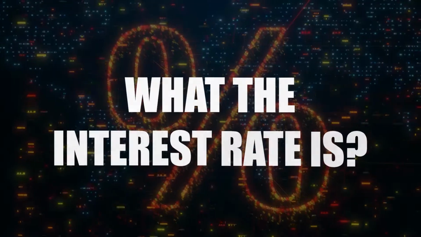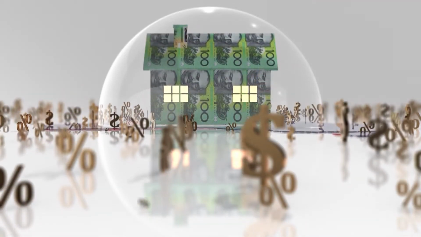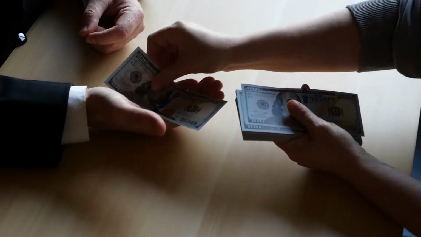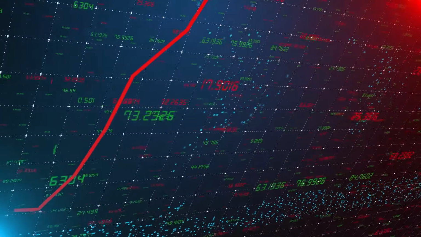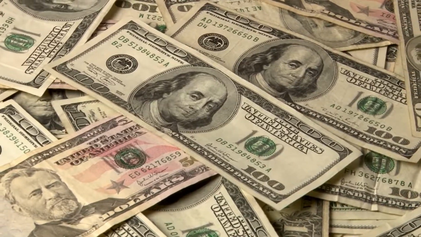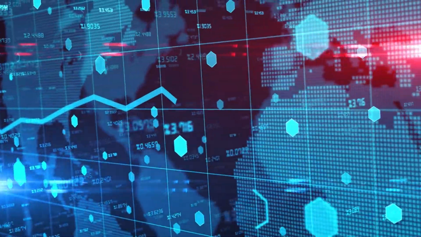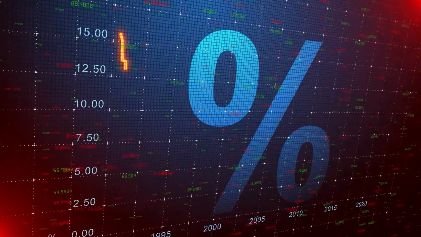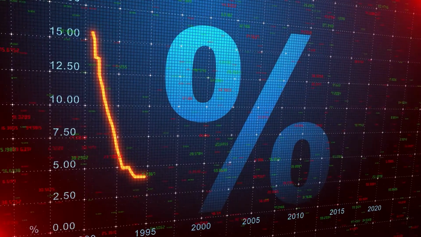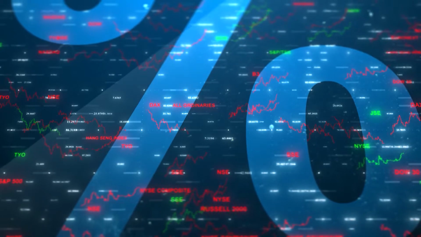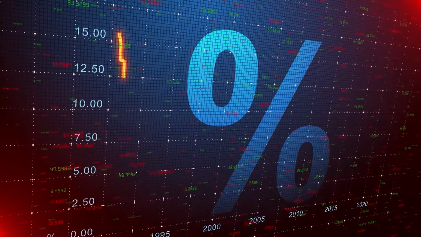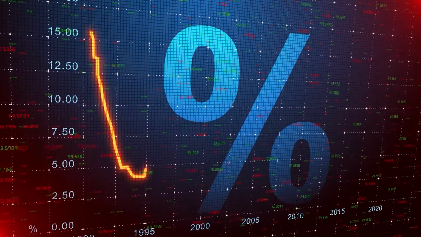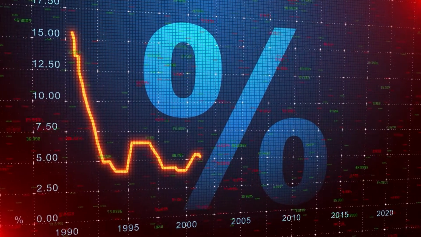But first of all, we will discuss what the interest rate is. An interest rate is the percentage of an outstanding loan that a borrower pays to a lender. The higher the interest rate, the more expensive it is to borrow money. In general, loans with higher interest rates have lower risks for lenders and are therefore more expensive. Conversely, lower risk loans tend to have lower interest rates. There are many different types of interest rates, but the two most common are fixed and variable. Fixed interest rates stay the same for the life of the loan, while variable interest rates can change over time.